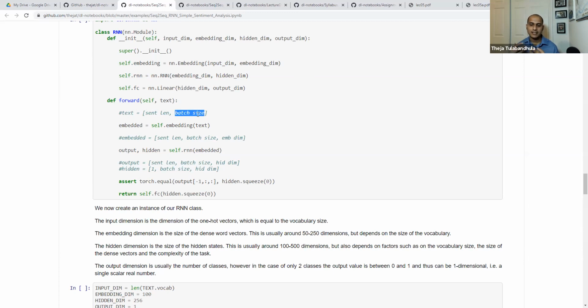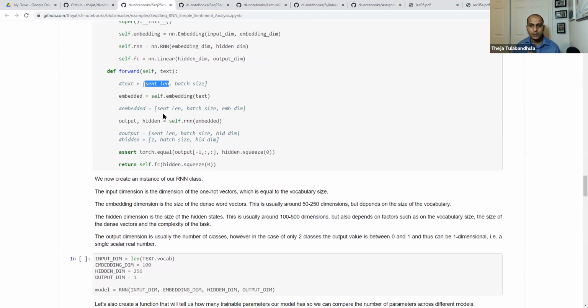It's basically, for example, if you have 4 sentences or 32 sentences and so on, you can process them together in the forward pass, right? And you must have seen this when you looked at CNN transfer learning. Okay, so let's not worry about batch size. So text is of size sentence length.